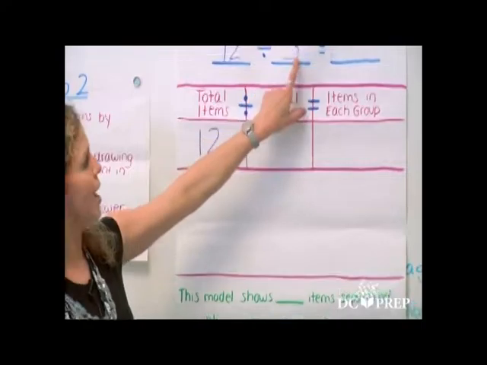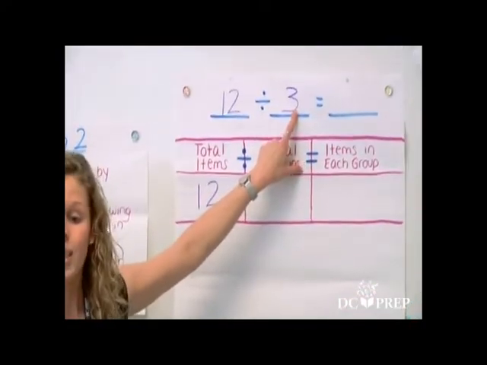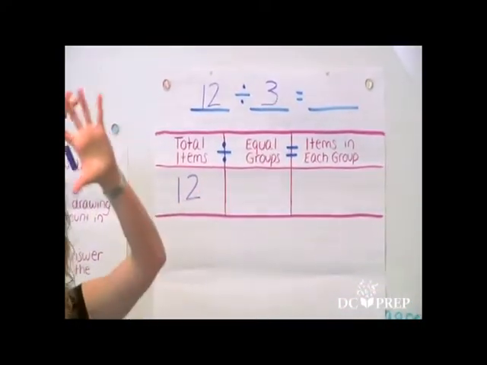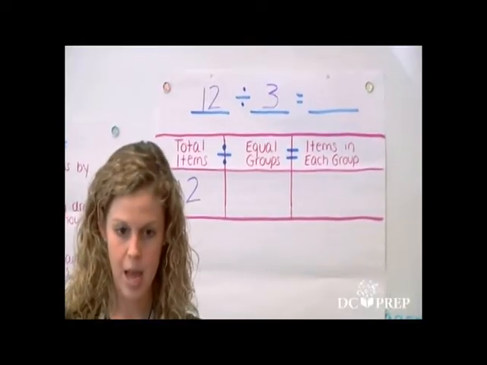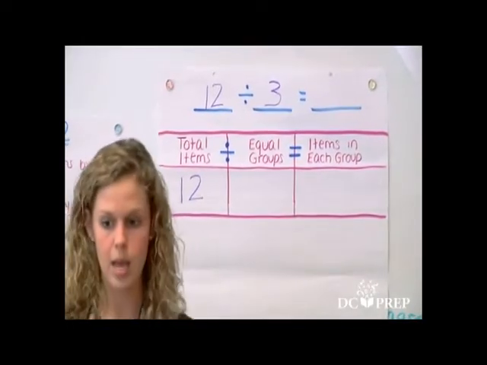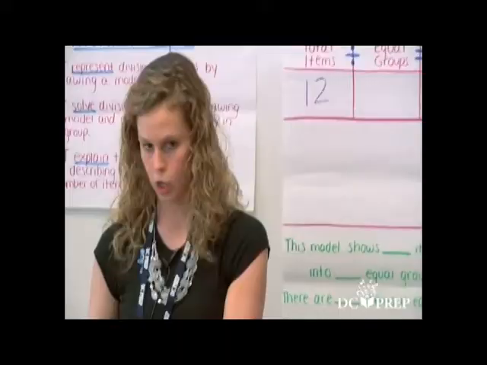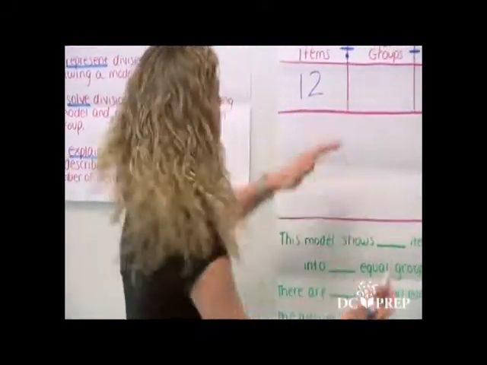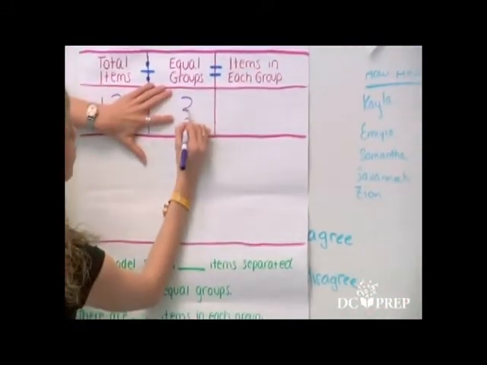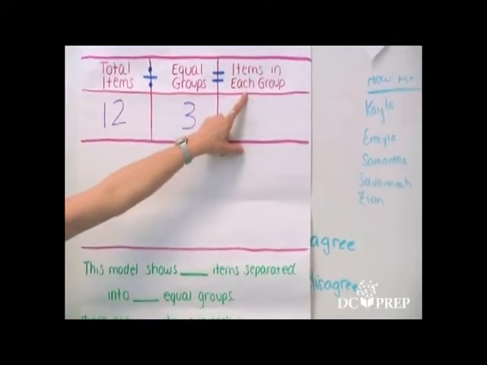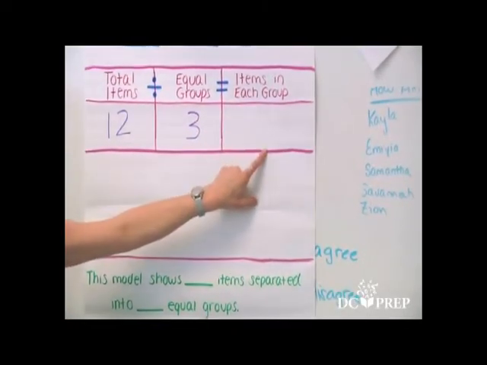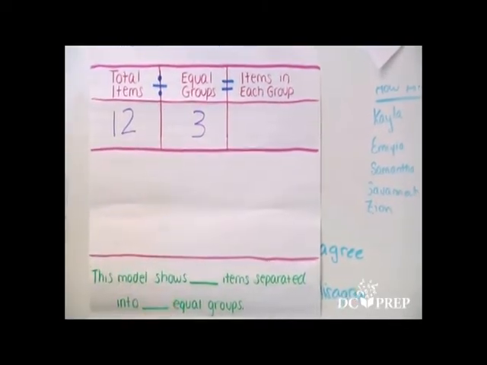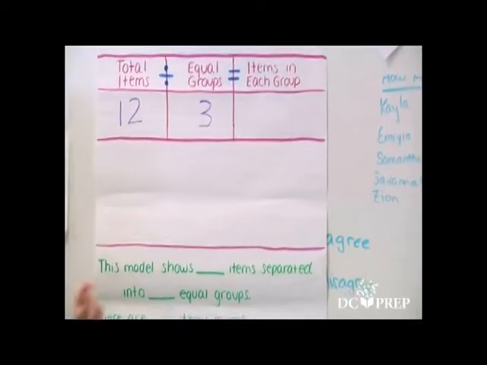When I see divided by 3, I know what that's asking me to do is I need to take 12 items and divide it into 3 equal groups, just like we did on Monday. So 12 divided by 3 equal groups, and then for my answer, it's going to be the number of items in each group. So this is how we're going to solve it.